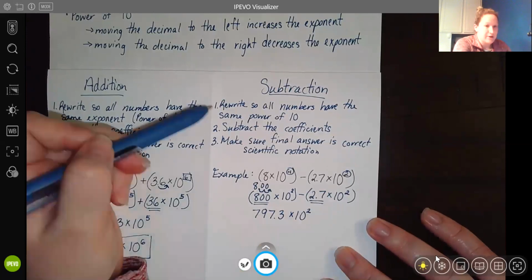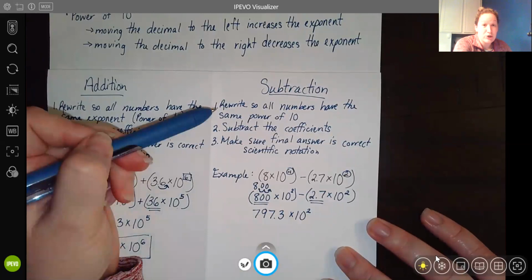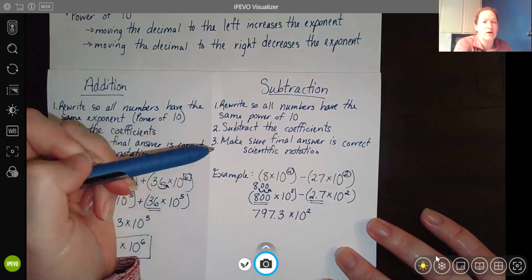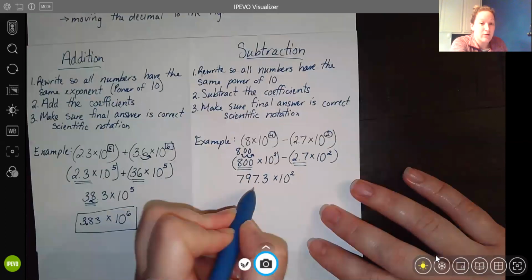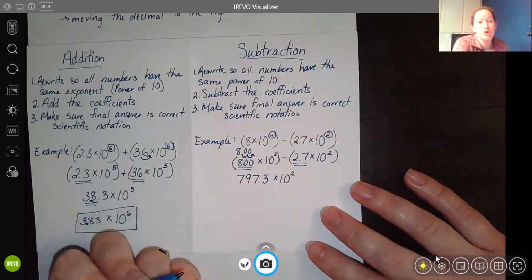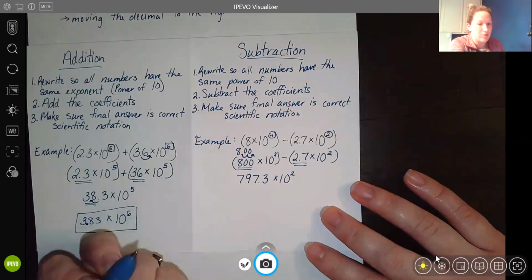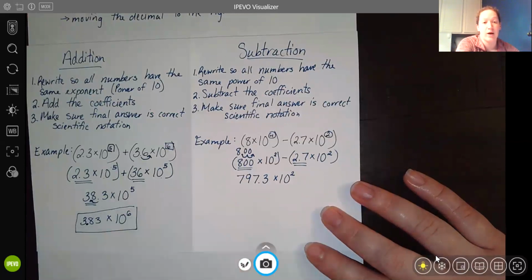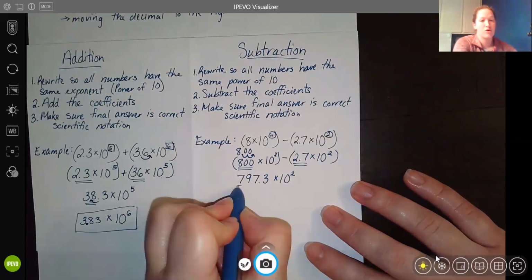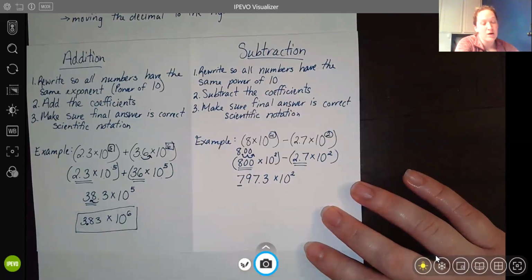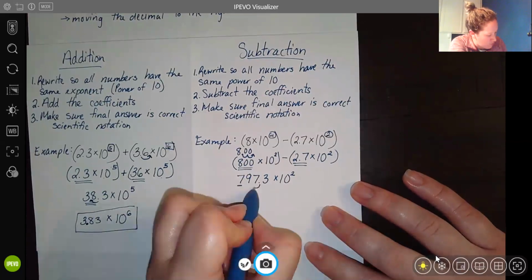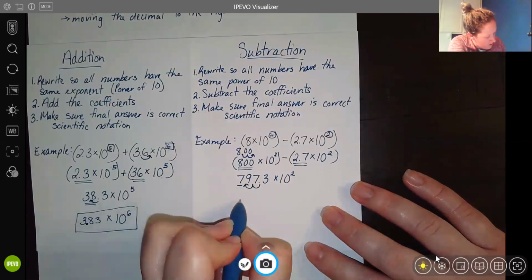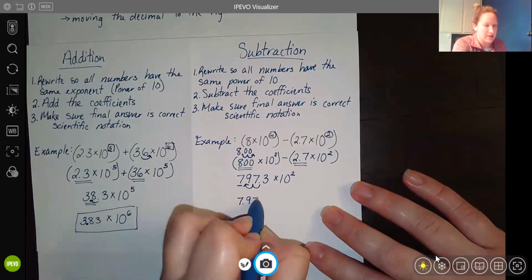So I've completed step 1, I've completed step 2, but I'm never finished until I make sure that my final answer is in correct scientific notation. So the problem here is that I have 3 numbers in front of the decimal and I should only have 1. So I'm going to need to move my decimal until that happens. So right now 797 are all in front of the decimal, but I need to just have this first 7.